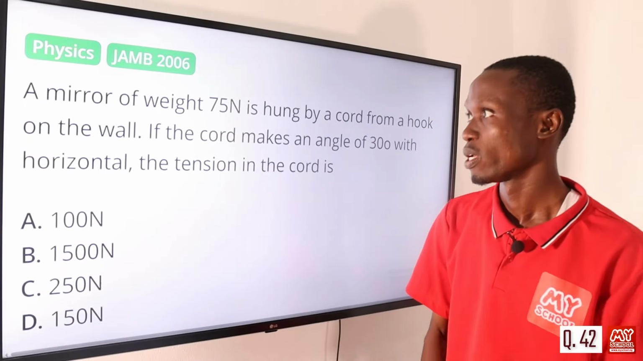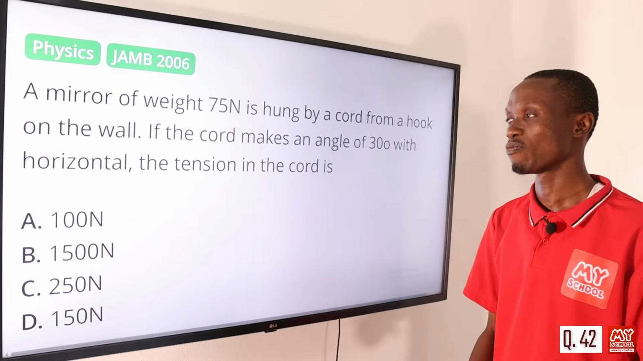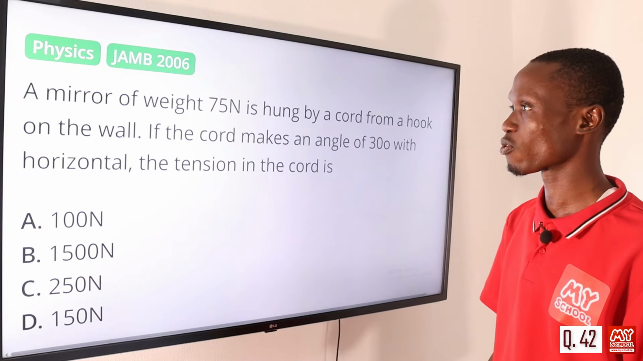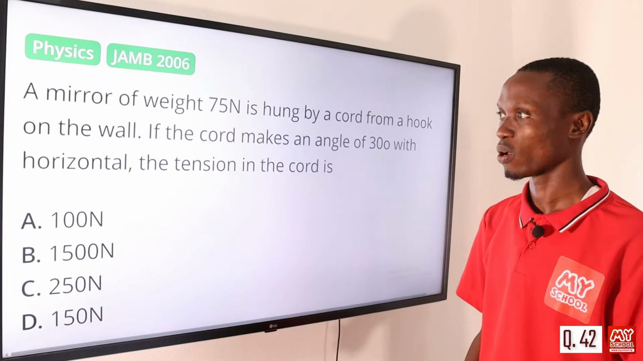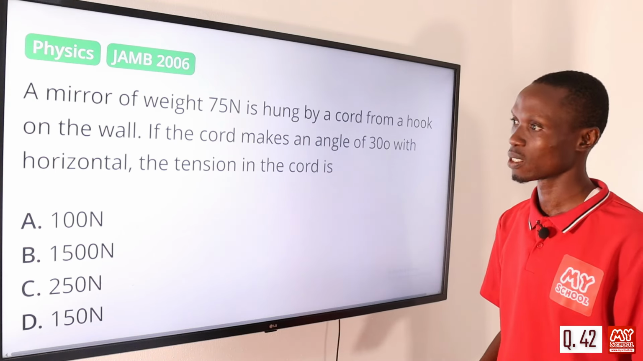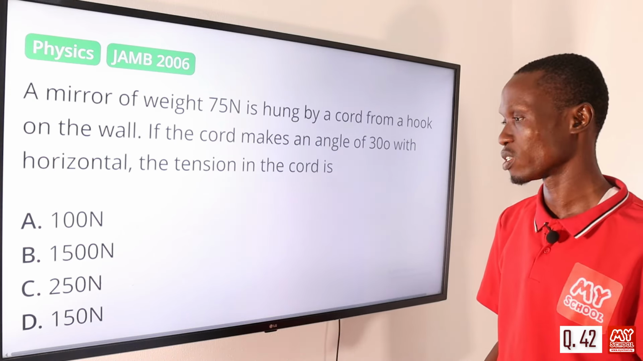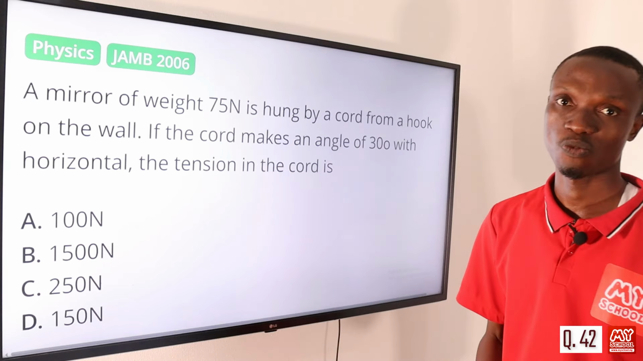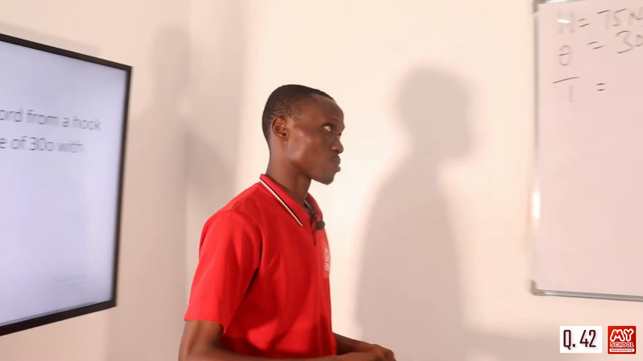Question 42. A mirror of weight 75 Newton is hung by a cord from a hook on the wall. If the cord makes an angle of 30 degrees with the horizontal, the tension in the cord is... So let's move over to the board to provide the answer to this question.